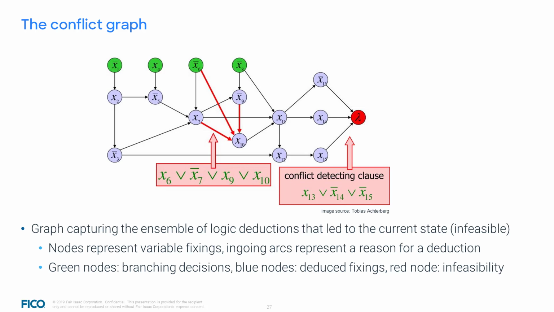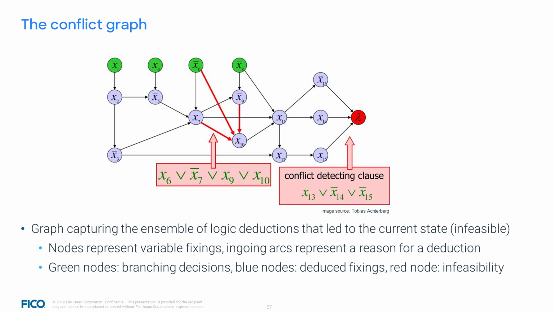This process is then repeated until a conflict is detected, that is an infeasibility. This happens when one of the clauses tries to suggest a propagation that cannot be made. For example, here, x14 has been fixed to 1, x15 has been fixed to 1, and x13 has been fixed to 0 from all the propagations and branchings that we did before.